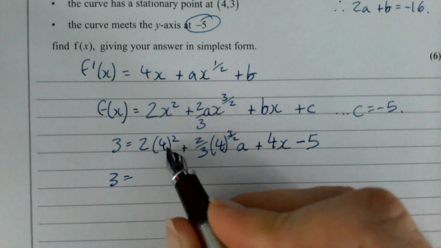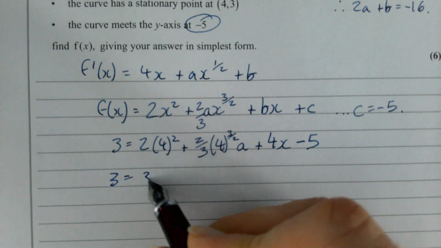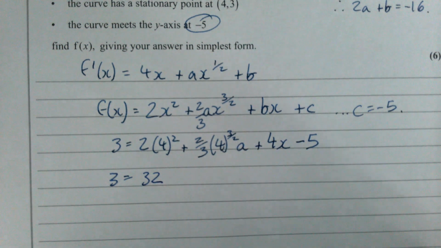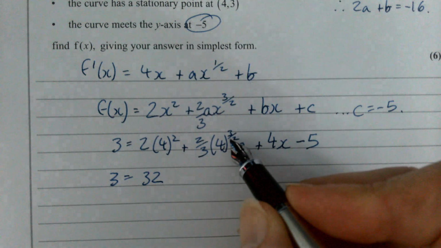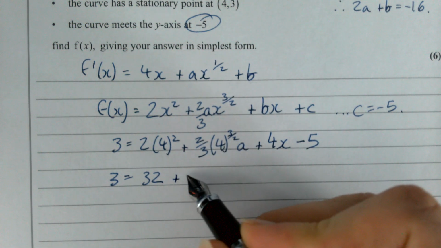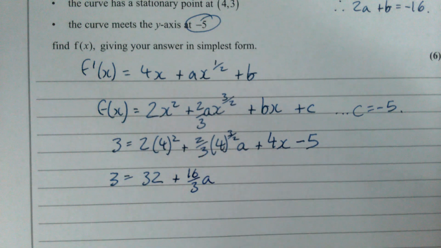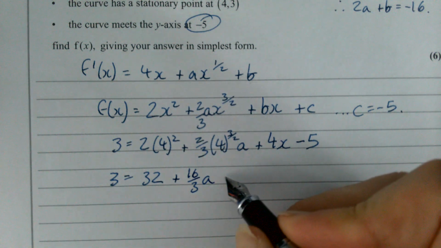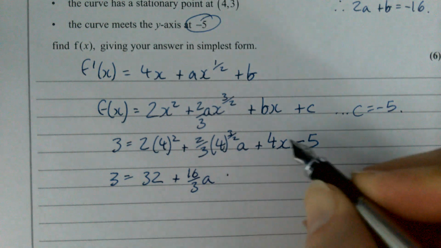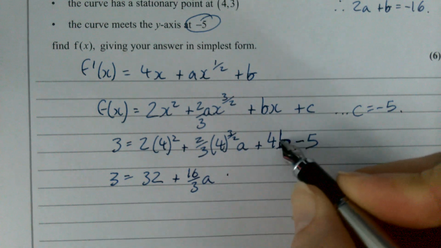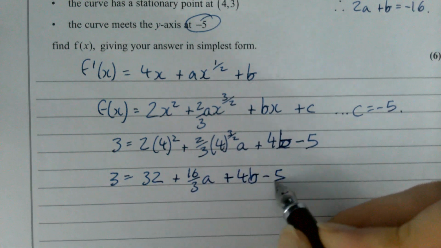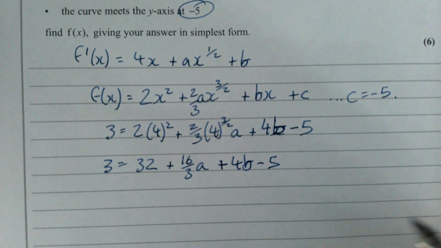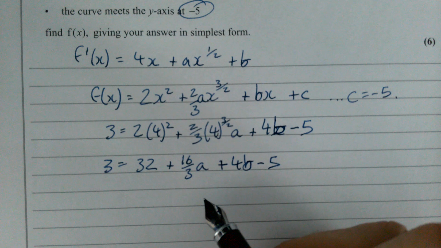So what's that? 16 times 2 is 32. 4 to the power 3 over 2, that's going to be the square root of 4 is 2, 2 cubed is 8. Obviously you can put that into the calculator as well. 8 times 2 is 16 over 3, 16/3 of a. Oh, I didn't mean to write 4x, did I? I meant to write 4b, because x is 4. We don't know what b is yet, do we? Plus 4b, take 5. So then we just need to clean this up a little bit, have all of our a's and b's on one side.